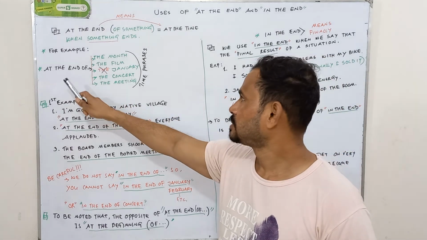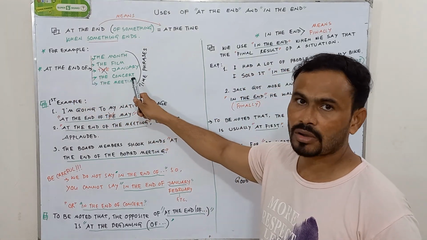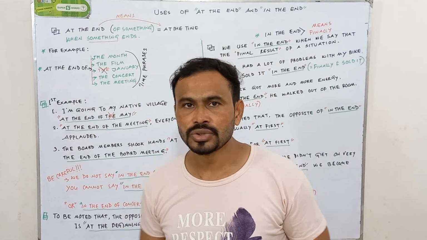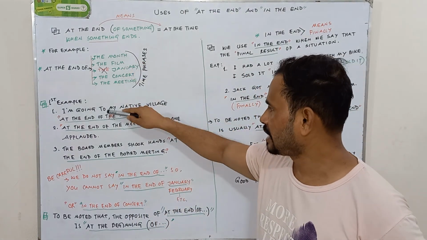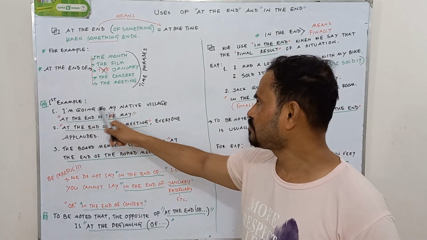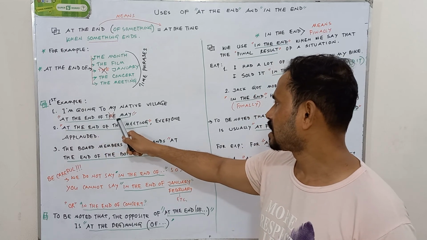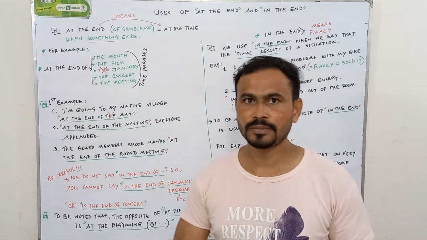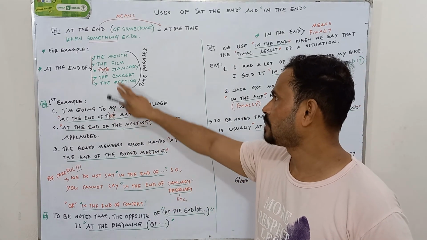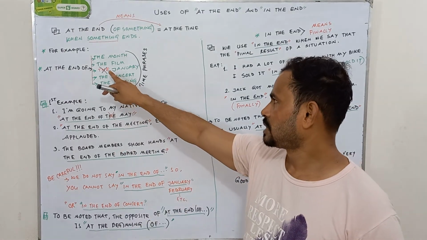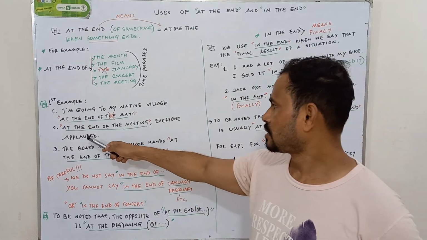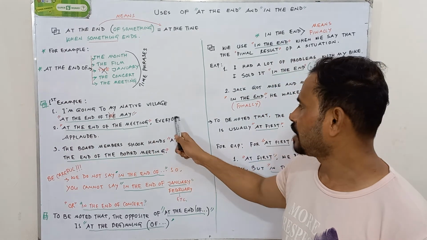So the next example is at the end of the concert, at the end of the meeting. Okay. So friends, let's try to use these time phrases in sentences. My first example sentence is I'm going to my native village at the end of May. Here you see I put a cross mark on the. Already I've told you about it. So let's talk about the next sentence, which is at the end of the meeting, everyone applauded.